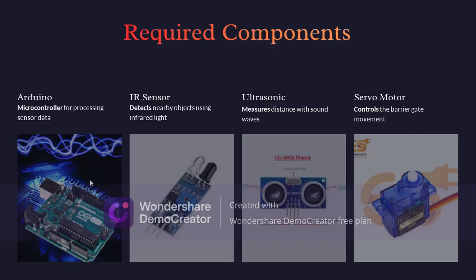So this is the Arduino Uno board. It is the brain of the entire project. It is a microcontroller board based on the ATmega328, which processes input signals from the sensors and controls output devices like LEDs, buzzer, and servo motor. All components are connected to the Arduino digital pins, and the Arduino continuously checks sensor data, then executes program instructions to control the system automatically.